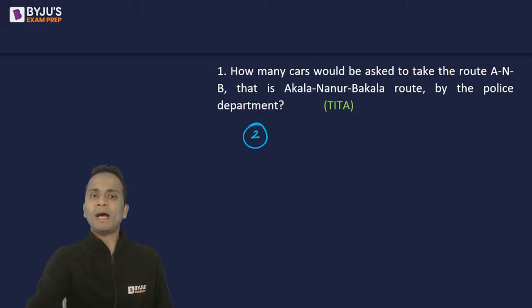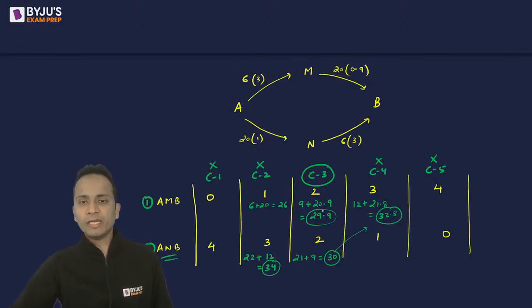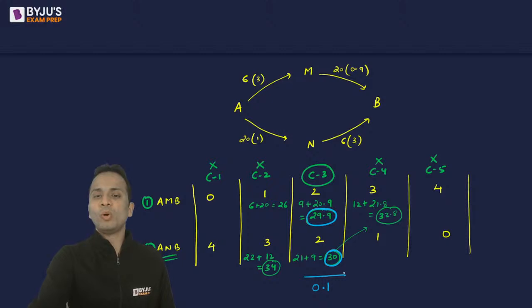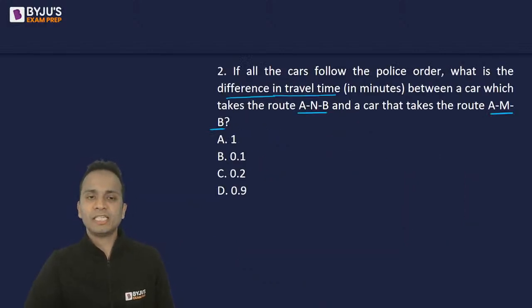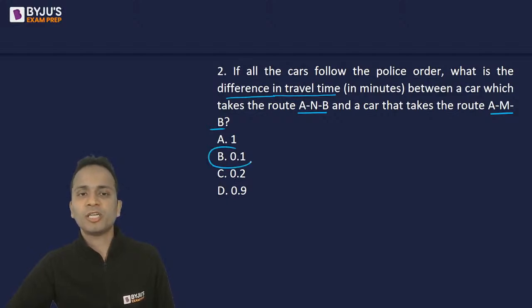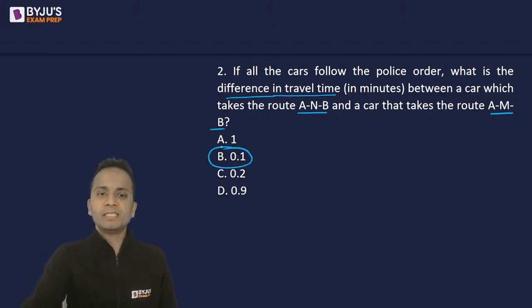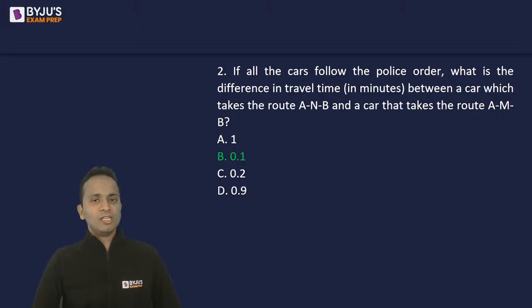So let's go back to the figure. On route number 1, every car is taking 29.9 minutes, and on route number 2, every car is taking 30 minutes. So the difference between them is 0.1 minute. That should be the correct answer of question number 2. Option B is correct, right? So we have easily solved the first two questions.